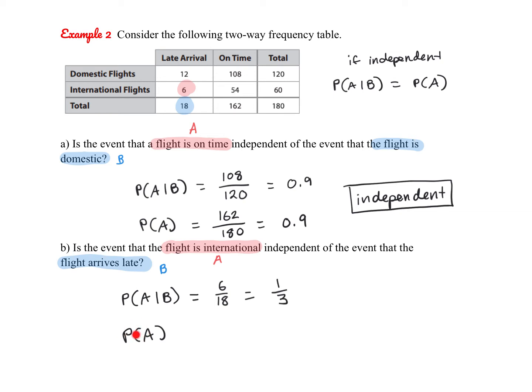And now let's just find the probability that the flight is international. So there are 180 total flights. And then if you look at the total number of international flights, it's 60. We'll do 60 over 180, which is also 1/3. So again, since P of A given B is the same as just P of A, we can see that the condition of the flight arriving late had no effect on whether or not it was international. So these two events are independent.